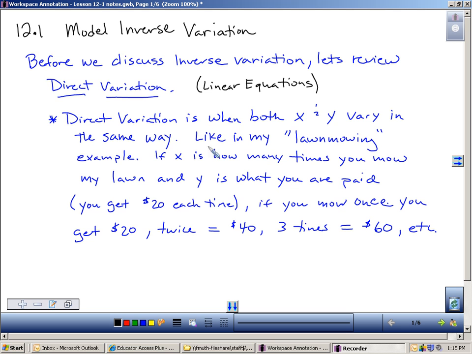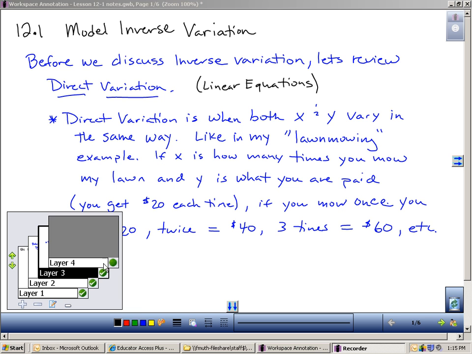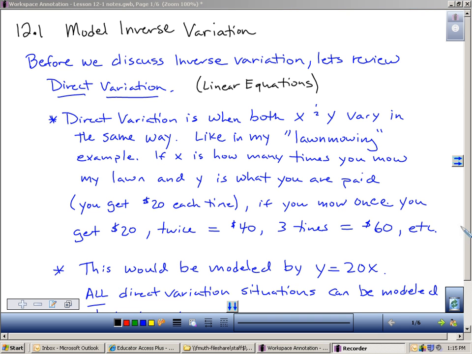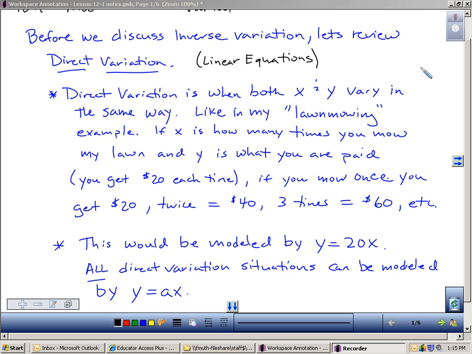Here's the example that I always used early in the year when we talked about linear equations and direct variation. Direct variation is when both x and y vary in the same way. It's like my lawn mowing example that I've used over and over this year. If x is how many times you mow my lawn, and y is what you are paid, let's say you get $20 each time. If you mow my lawn once, I'd give you $20. If you mow it twice, I'd give you $40. If you mow it 3 times, I'd give you $60. I can probably show this in a table, so let me make it right here.